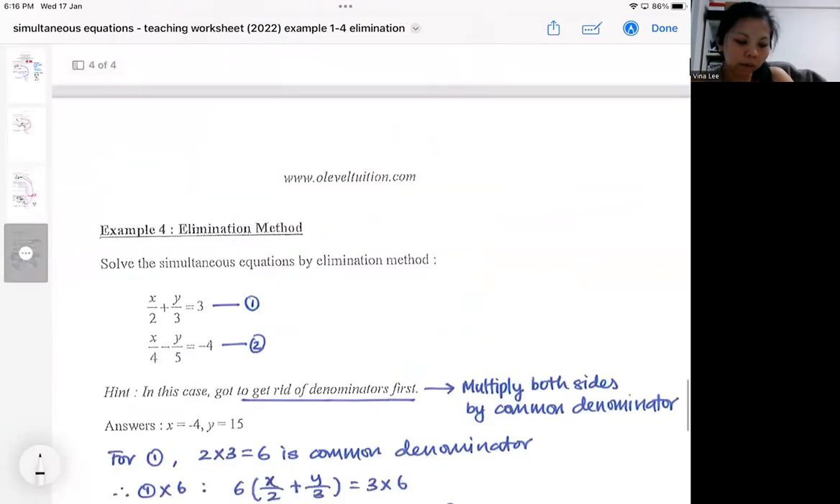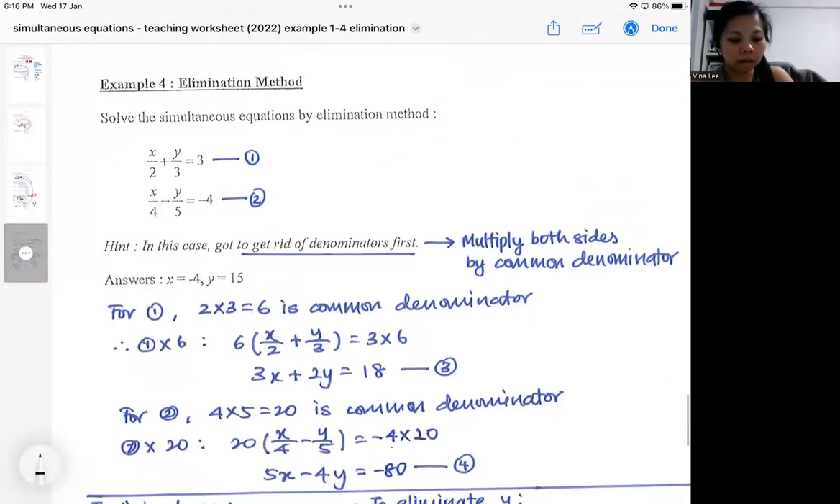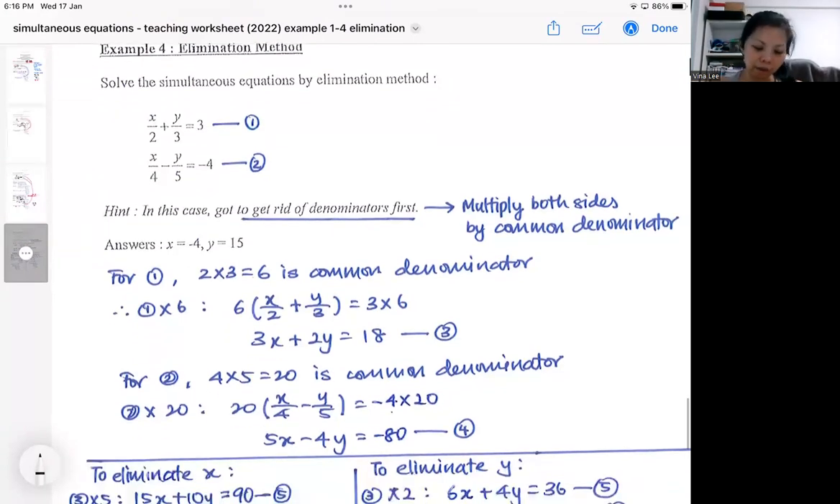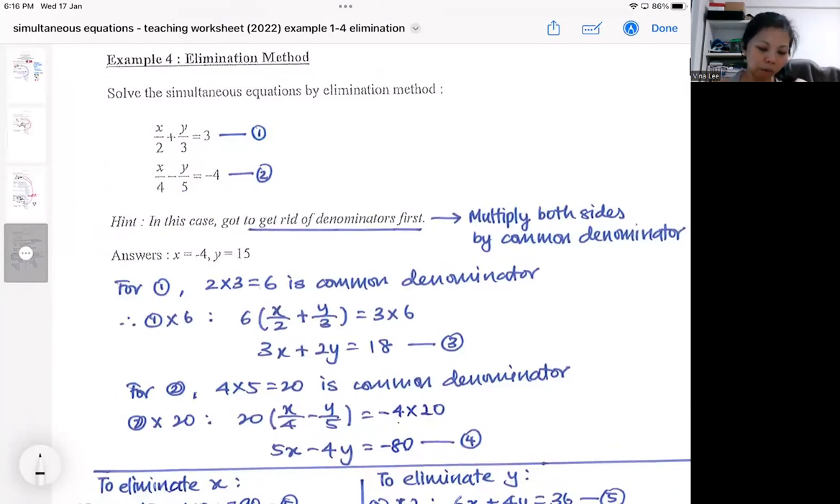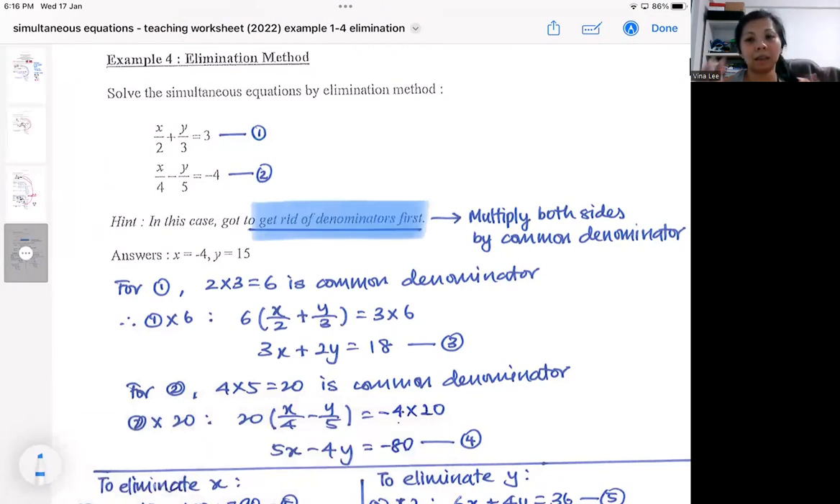Okay, the next one is a situation where the original equation has fractions. Sometimes when the original equation has fractions, a lot of students find it difficult. So what we're going to do is we'll try to get rid of the denominator first. If your starting equation has fractions, you'll find it's very difficult to proceed. So we get rid of the denominator. How are we going to get rid of the denominator?